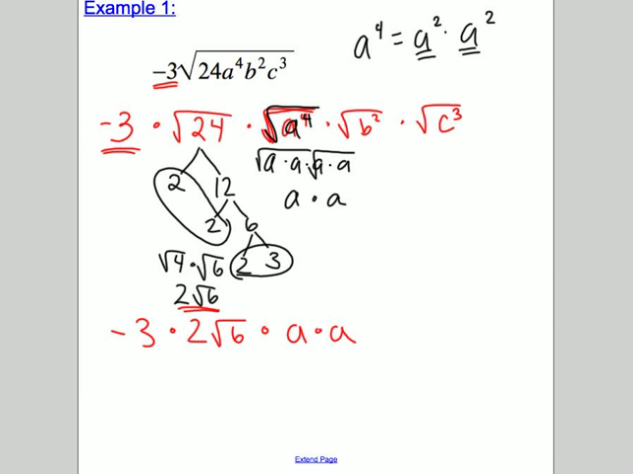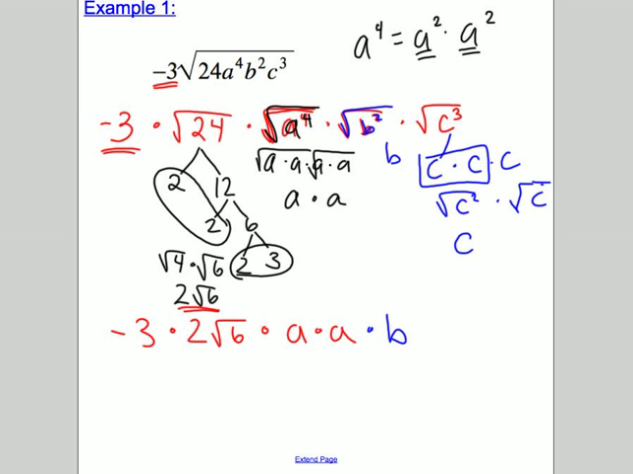Now we take a look at the b's. Well, that one's easy because the square root of b squared is just b. So I have a times b. And then, of course, times the square root of c to the third. Well, remember c to the third can be thought of as c times c times c. We have a pair of c's, so this will result in the square root of c squared times square root of c. And square root of c squared is c times the square root of c. And that's the final 2 pieces of my final answer.